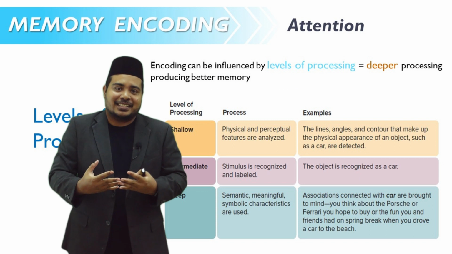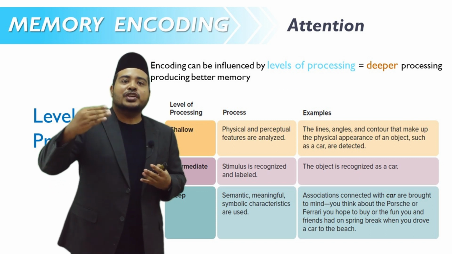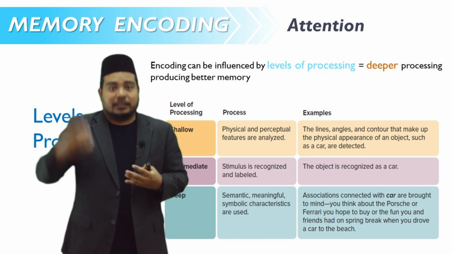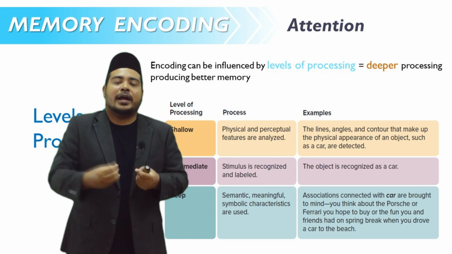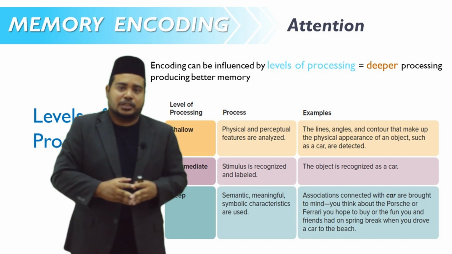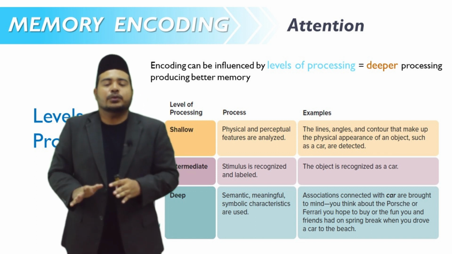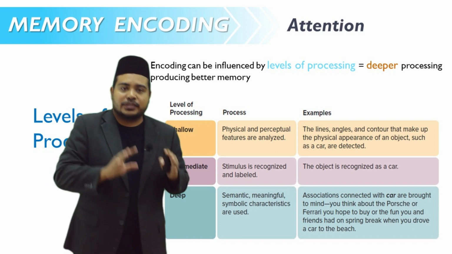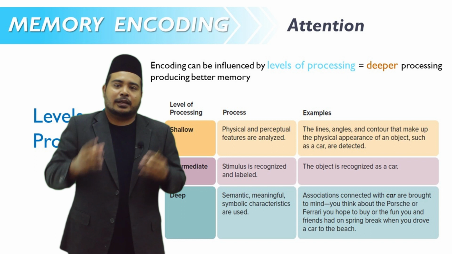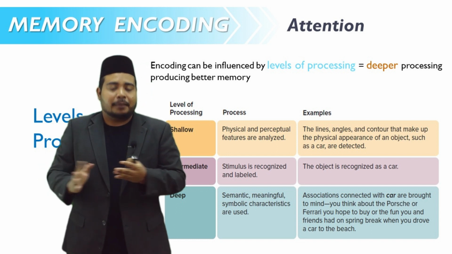The second process is levels of processing. These are the levels of cognitive processing that are required in order for us to remember certain information. So encoding can be influenced by levels of processing, how deeply we process certain information. Deeper processing produces better memory.